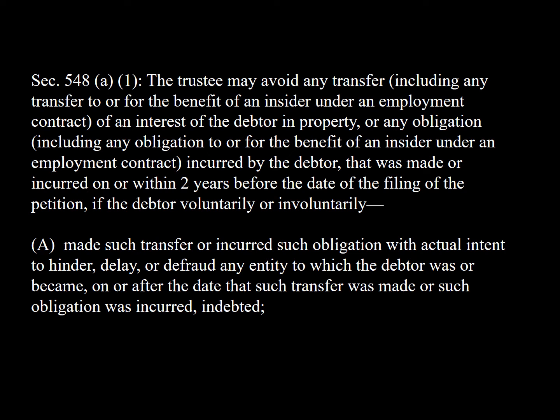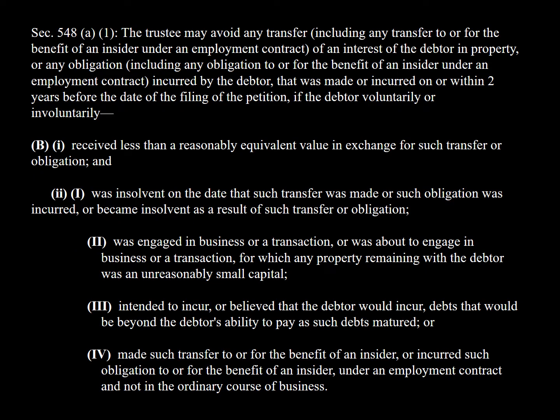This is the code section 548. It's applicable 548(a)(1)(A). This is actual fraudulent intent. (a)(1)(A) is actual, and then, I'm sorry, 548(a)(1)(B) is considered the constructive fraudulent conveyance section.